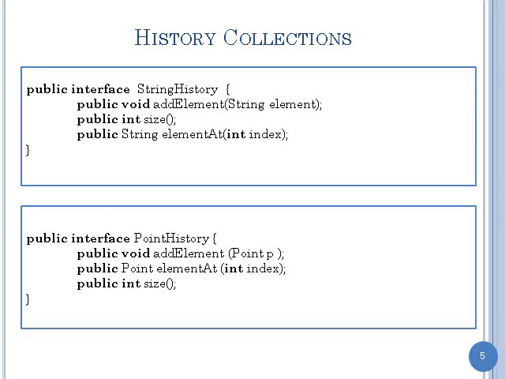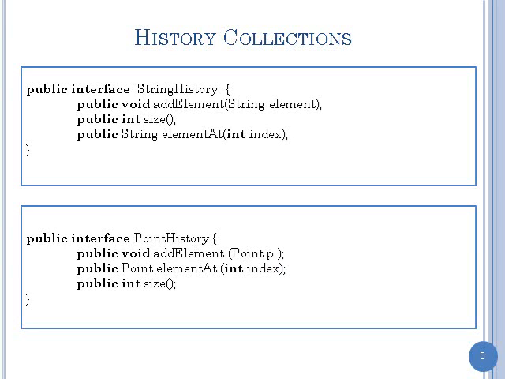So here's the problem I want to solve. I've got a string history interface that has an add element that takes a string as an argument. It has an element add that returns a string, and I have a point history that's identical to this string history, except that I did a global substitution of string with point. And we don't want to do this kind of stuff, right?